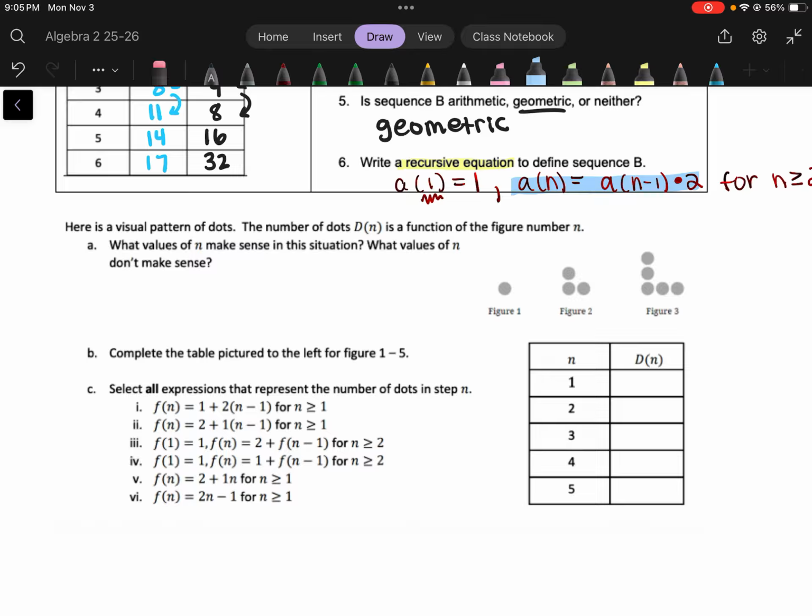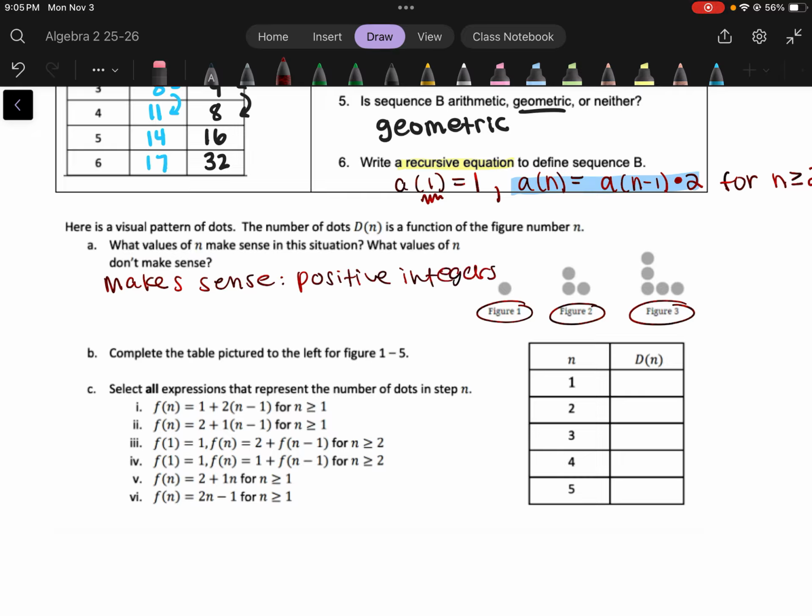So it says, here's a visual pattern of dots. The number of dots, d of n, is a function of the figure n. What values of n make sense in this situation? What values of n don't make sense? All that's asking you guys is for the figure number, so figure 1, 2, and 3, what makes sense and what does not make sense? So let's start with what makes sense. It makes sense to have positive integers. We started at 1, so 1 is a positive integer, and then 2, and then 3. You could draw figure 4, 5, and so on.